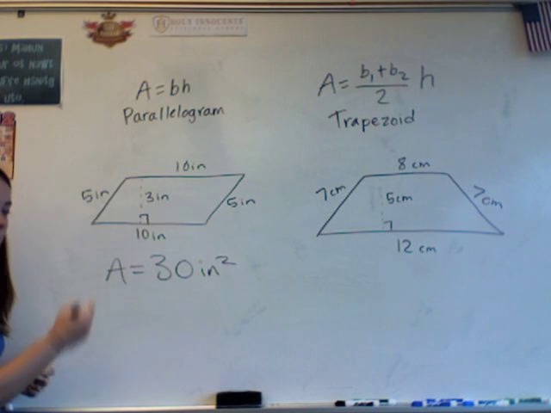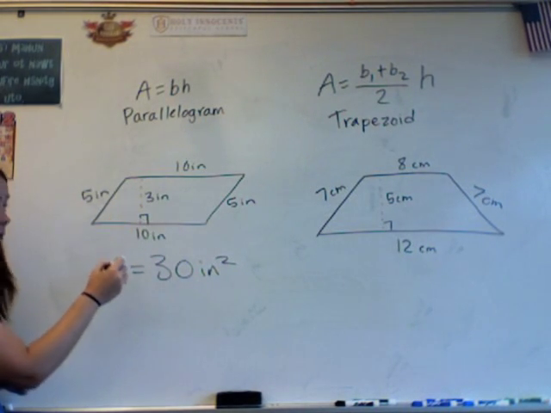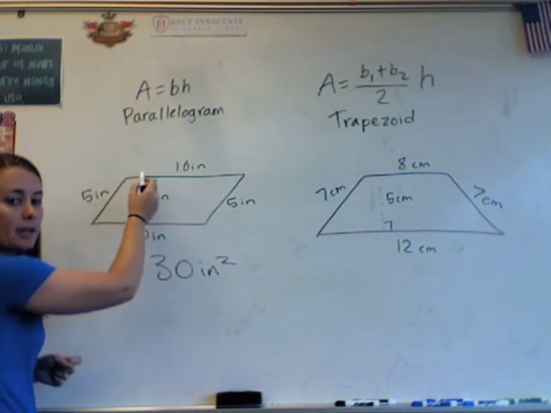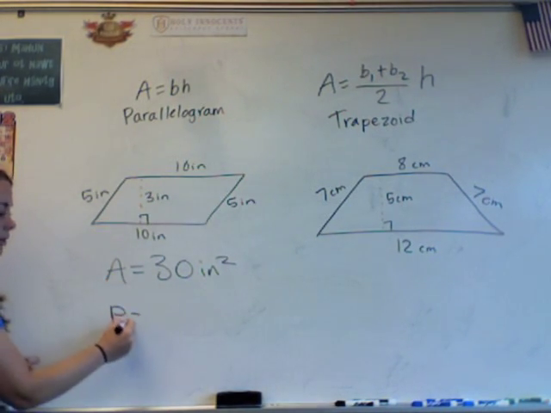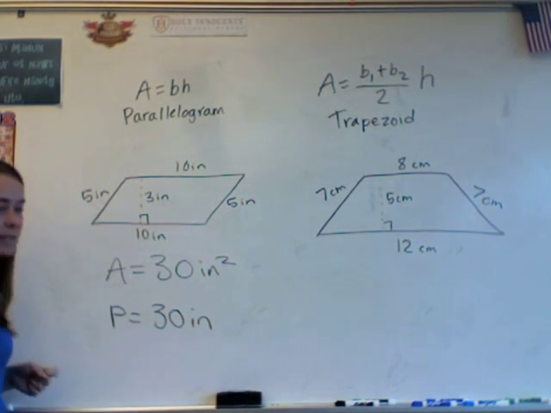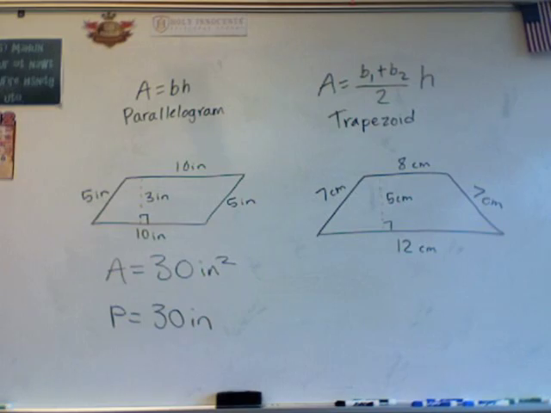As a reminder, when you're doing the perimeter, the 3 is not factored in. You have the 10, 5, 10, 5, also 30, coincidental. Trapezoid is a little trickier.